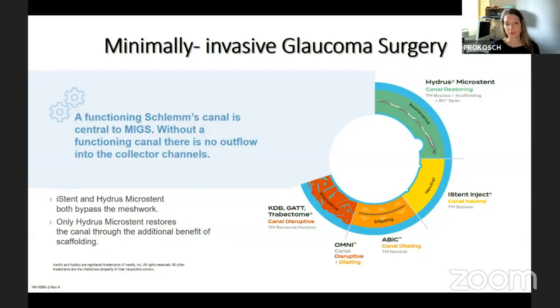What do we have? Well, actually, there's loads on the market. First of all, there's the Hydrus microstent, which you can see in the upper bit here, which is meant to be restorative, you could say. There's the iStent, nowadays it's the iStent W. There's the ab interno canaloplasty by dilating the canal, and there are more disruptive procedures, you could argue, with the trabectome or the Kahook dual blade.